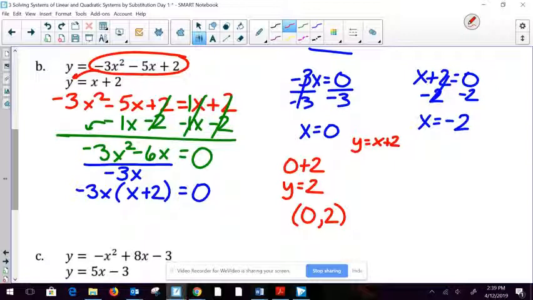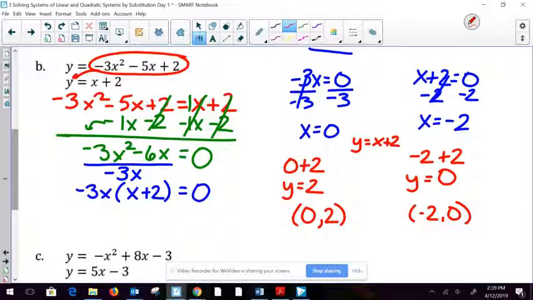Now I'm going to do the same thing for my other solution. Instead of saying x plus 2, I'm going to say negative 2 plus 2. And if you add those up, you get 0. So my point is negative 2, 0. If I were to graph both of these equations, they would intersect at the points 0, 2, and negative 2, 0.